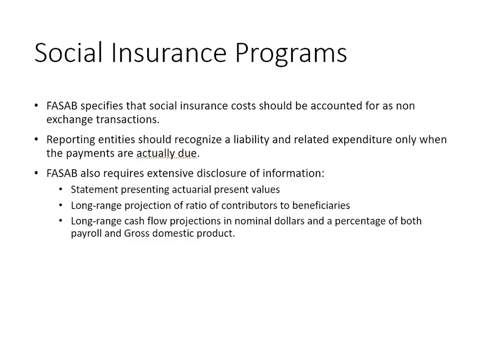All right. Social insurance programs. The FASB specified that social insurance costs should be accounted for as non-exchange transactions. Reporting entities, therefore, should recognize liability and related expenditures only when the payments are actually due. But the FASB also requires extensive disclosures, okay, especially in the required supplementary disclosures, and also the financial statements, in which we have long-range projections of the social insurance program.